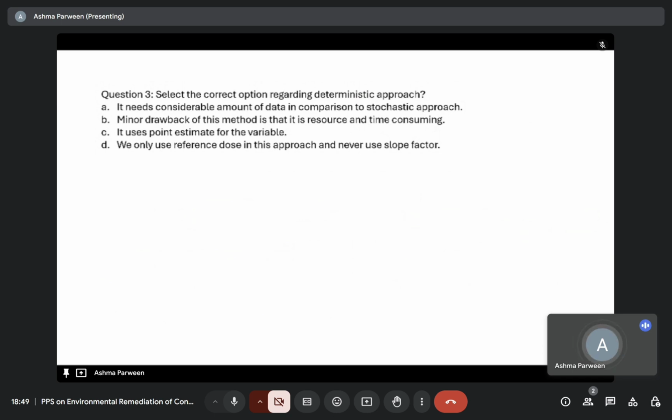Again, I will give you all 3 minutes. Just take your time and write the option in the chat box, and then we will discuss which of the following options are correct.